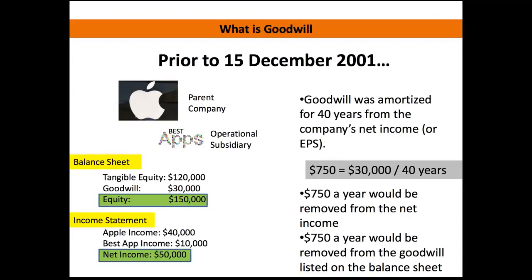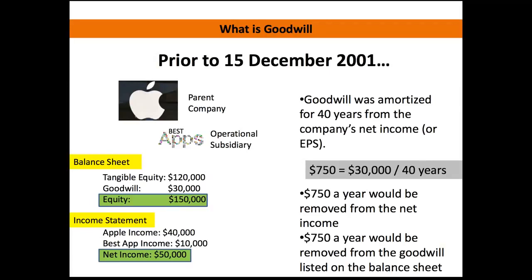It's being reported as lower because they have to take that $750 out of that profit line. Okay? And then the goodwill would be listed as $29,250. So it's also subtracted out of the goodwill. And what you have is after a 40-year period, the goodwill would no longer be listed on the balance sheet. It would just go away.